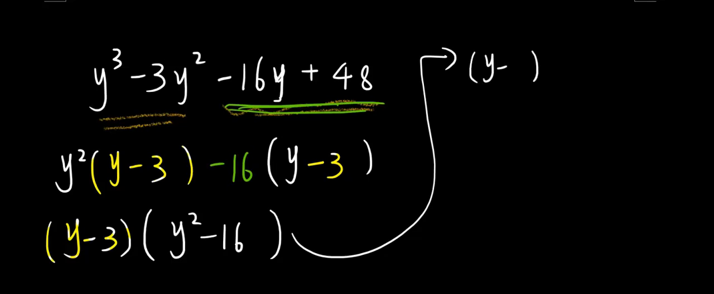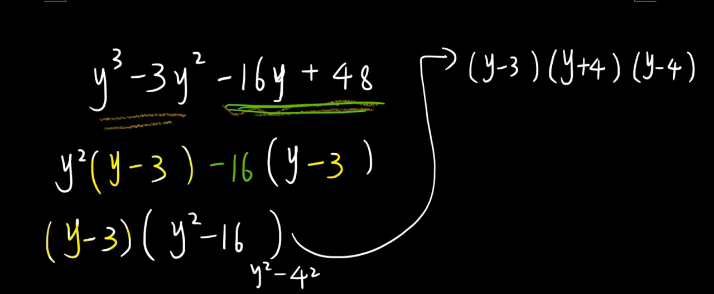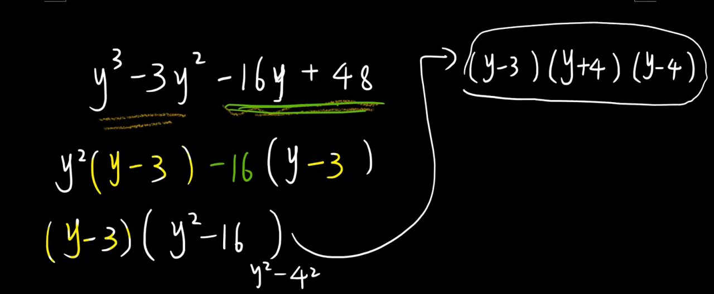Because y squared minus 16 is y squared minus 4 squared. Remember the rule we used earlier? At this stage, we can say y plus 4, y minus 4. If you want to check your work, of course, you can multiply this, and you should get the original polynomial. That's how we check the work.